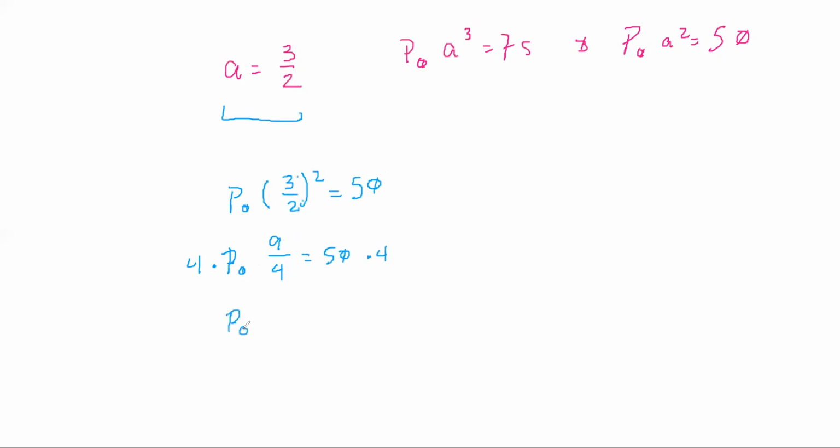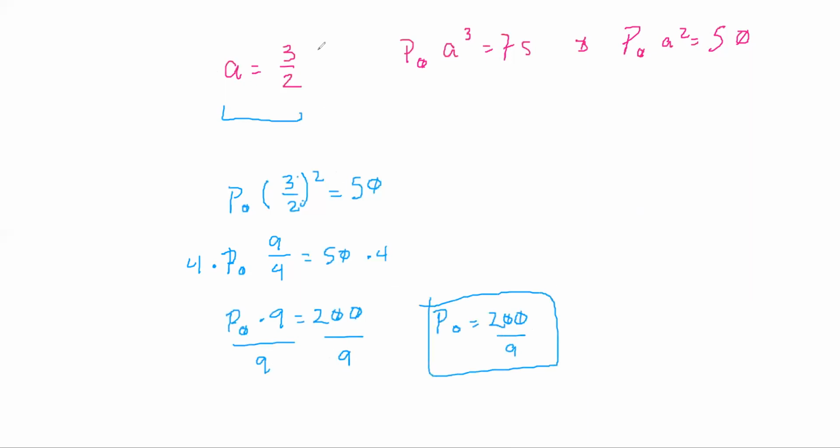So this is p naught times 9 is equal to 200. Then I'm going to divide both sides by 9. So p naught is going to equal 200 divided by 9. You could put this in to actually get a decimal, but yeah. So part A is we're asked to find these parameters. So there is our p naught, and here is our a.